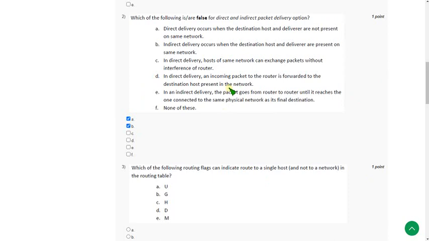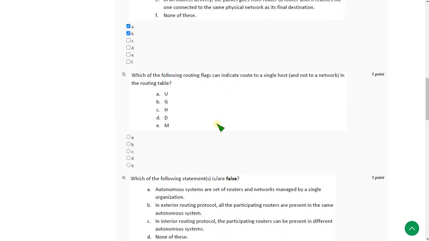And moving on to the third question. Which of the following routing flags can indicate a route to a single host in the routing table? So the answer for the third question is option C, H. So mark option C.